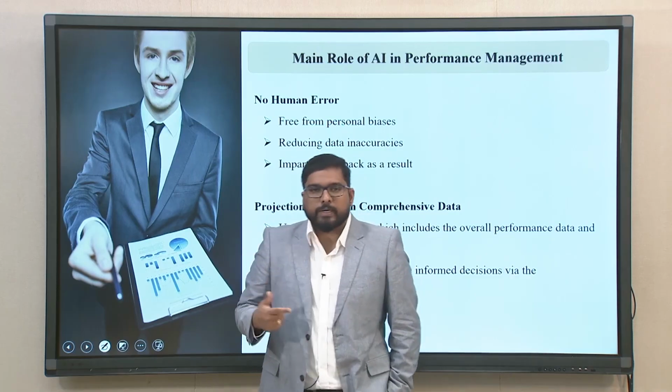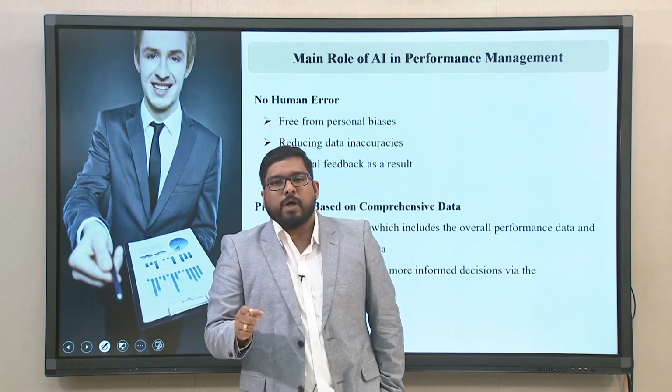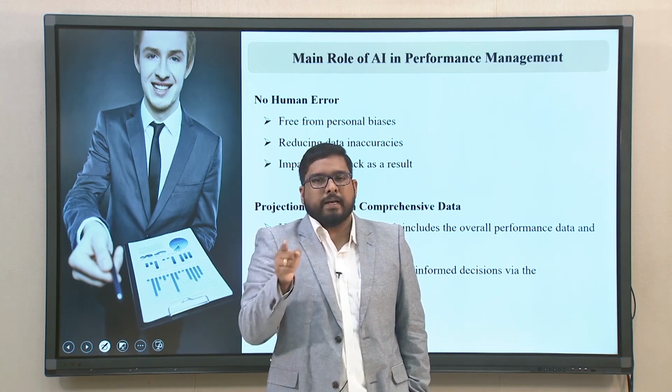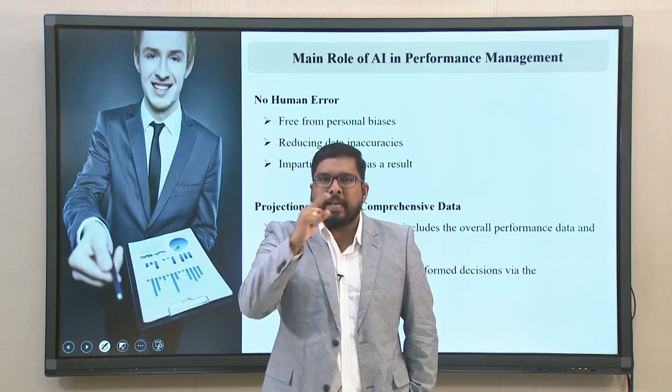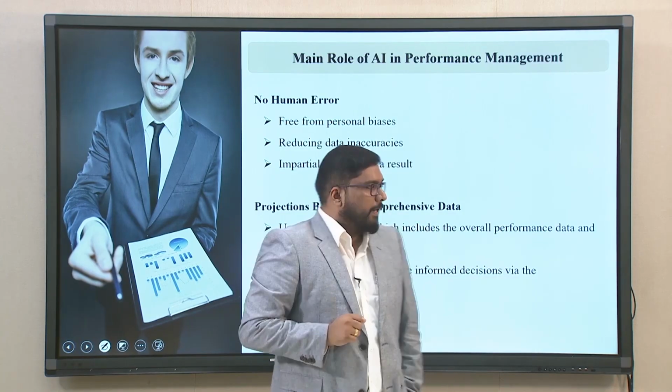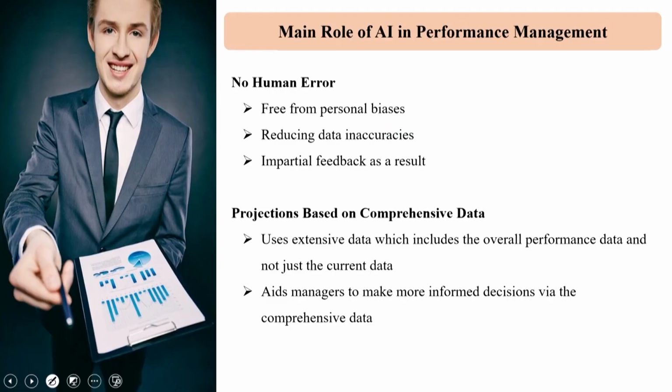So this is what I would want to underscore when I'm talking about AI in performance management, specific to the background of no human error. Let's talk about this in detail. Now, when you look into the main role of AI in performance management specifically, what we generally understand is that there is no human error, which we have categorically established. Now, when you look into AI-powered performance management, it is entirely driven by data. It is free from any personal biases.